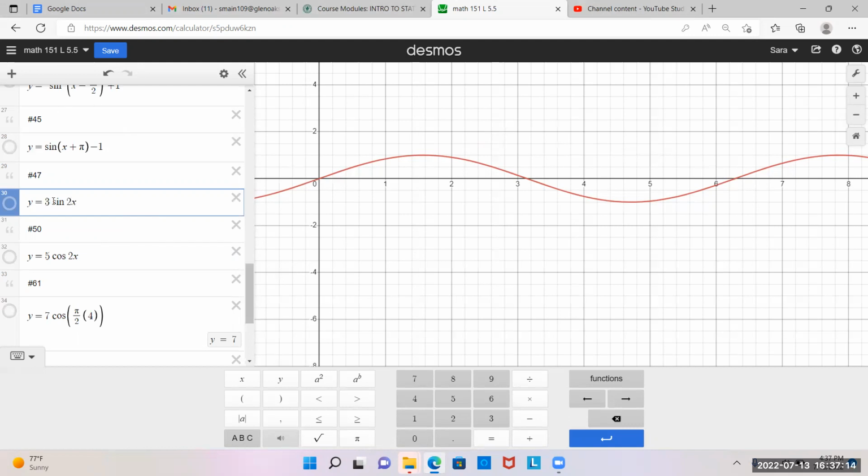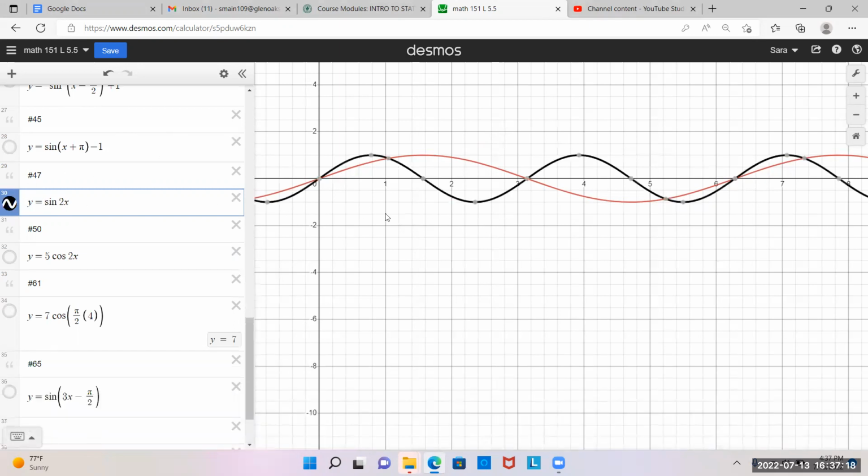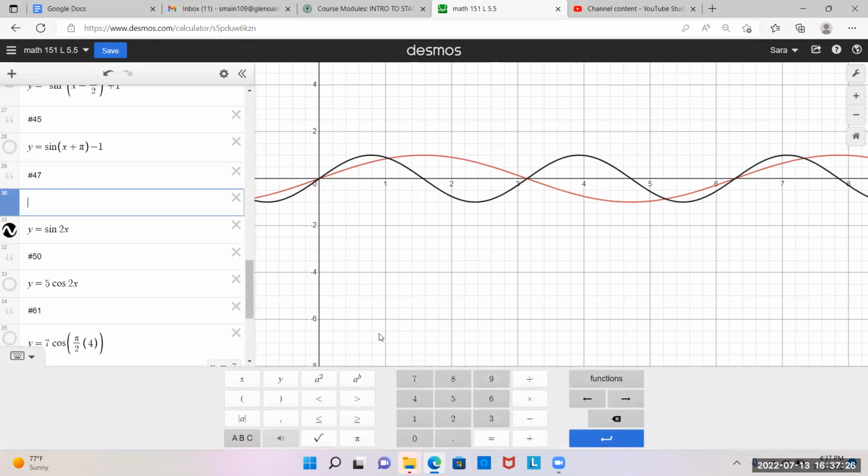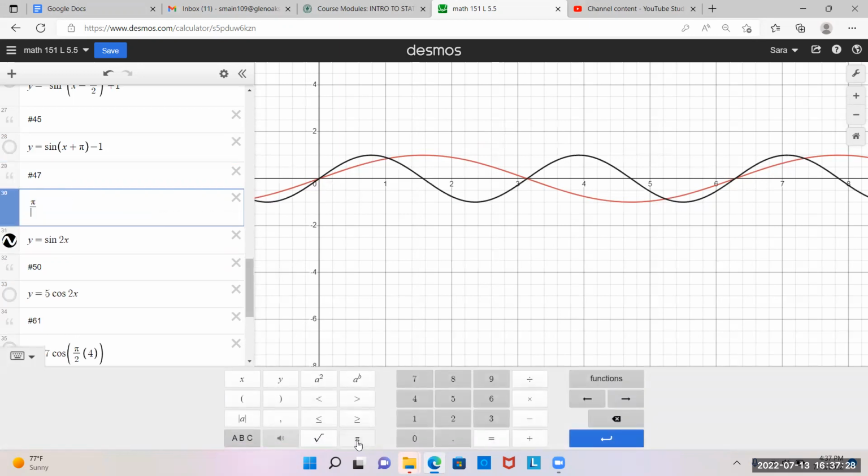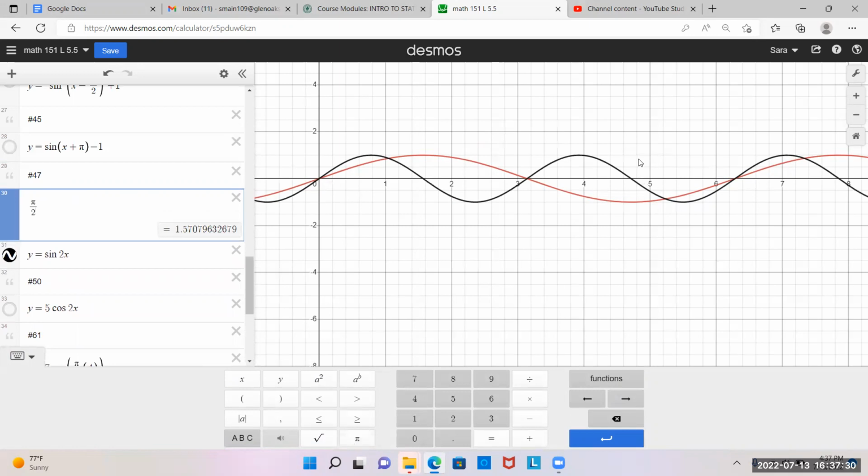So let's just see. I'm going to take that 3 away and just see what this looks like. Let's just see the graph here. So it's still at 0. And now at pi over 2. Let's see what pi over 2 looks like as far as a number. Pi divided by 2. It's 1.57. So at 1.57, it's at 0 again. But we don't want that in black here.